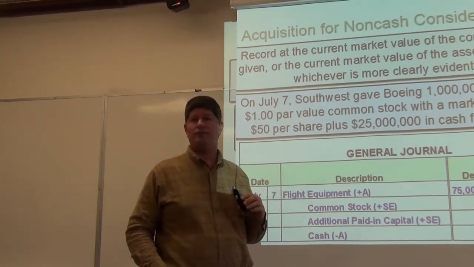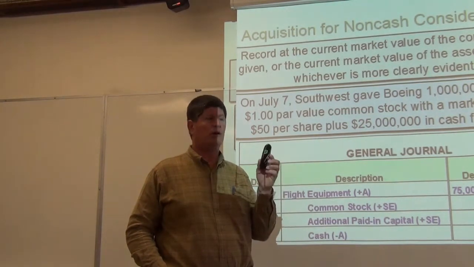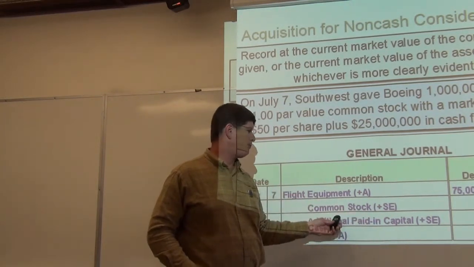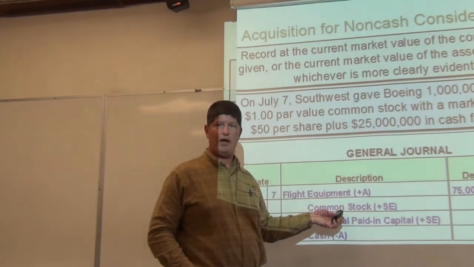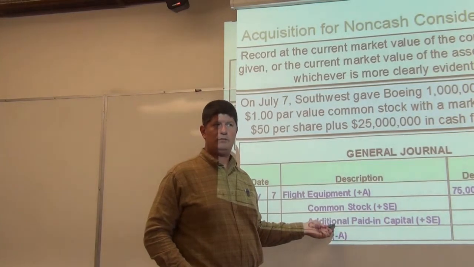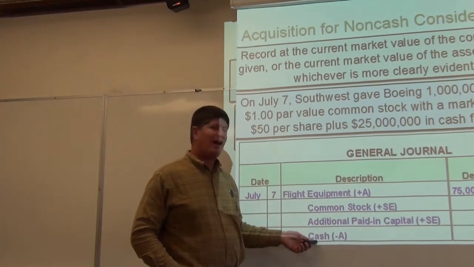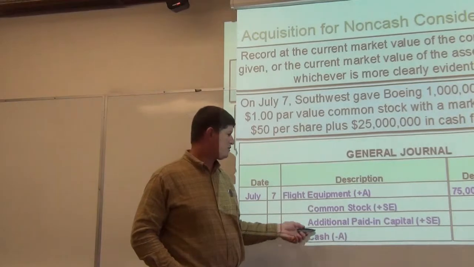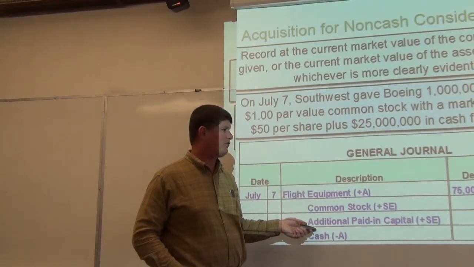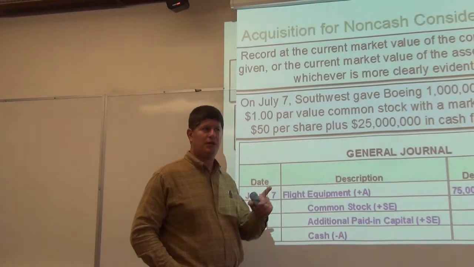There's something called par value. We haven't talked about par value yet, have we? Yes, we have? Okay, you always record your common stock at par value. So if we gave up 1 million shares, we're going to record our common stock at $1 million par value because it's $1 per share. The rest of it goes in additional paid-in capital. Good? So you've got equipment, still that debit for $75 million. Credit for cash for what we gave up, $25 million in cash. Credit to common stock for the $1 million par value, and the rest, the $49 million, goes in additional paid-in capital. Good? Questions? Anybody?